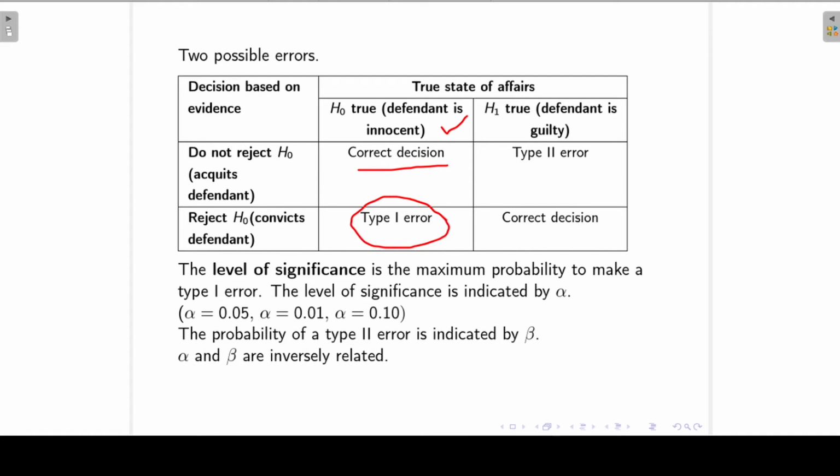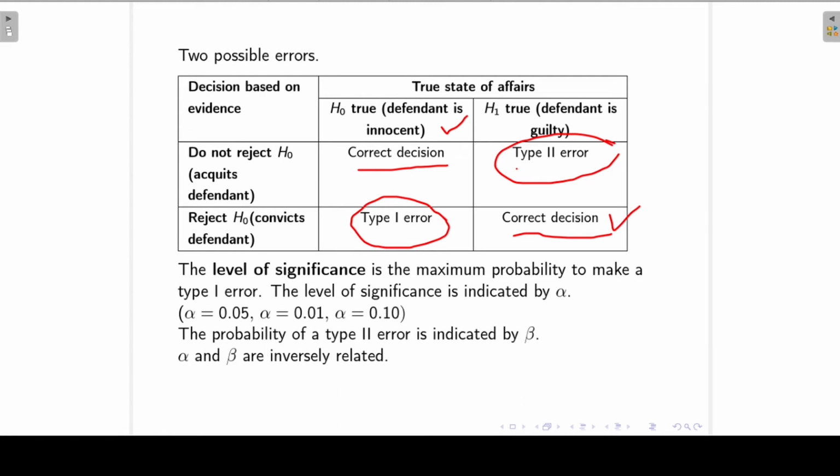Now, on the other hand, we can have that the alternative is true, in other words, that the defendant is guilty. If the judge does not reject the null hypothesis of innocence when the defendant is in fact guilty, then the judge is making an error, and we call that the type 2 error. If the defendant is guilty, in other words, if the alternative is true, and the judge rejects the null hypothesis of innocence, then the judge is making the correct decision. So we would like these two errors, the type 1 and the type 2 error, to be as small as possible.